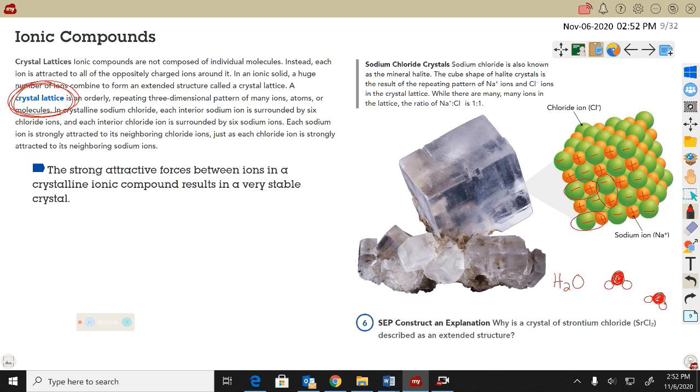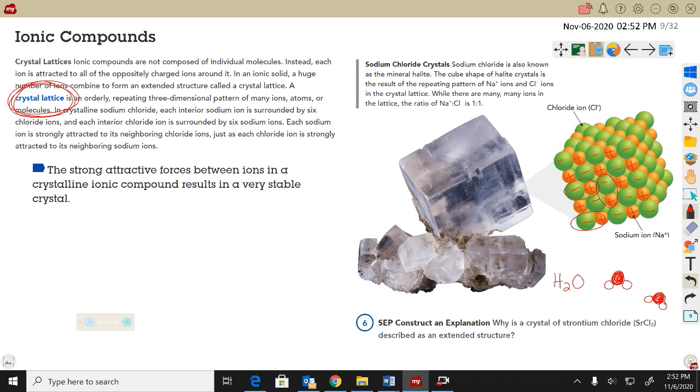They end up being very, very stable crystals, and they're really strong bonds. And if you want to try to break these bonds, you've got to break lots of attractive forces between all these oppositely charged ions. And we'll test that in the lab, but in general, ionic bonds are really strong because you've got these really strong attractive forces between the oppositely charged ions.